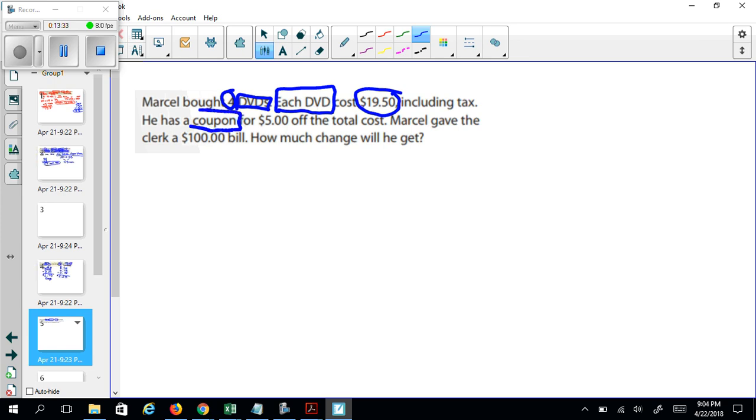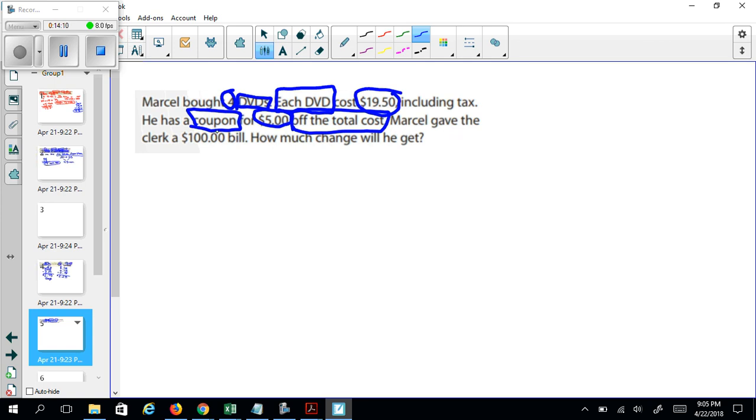Now here, coupon tells us something. So if you take a coupon, or if your parents take a coupon to, let's say, Publix, and they give the cashier that coupon, what is the purpose of the coupon? It's to take money off. So if it says $5 off the total cost, we're going to be taking $5 away from whatever the total happens to be. So it's going to be $5 off the total cost. Okay, so off and total are the most important words here.